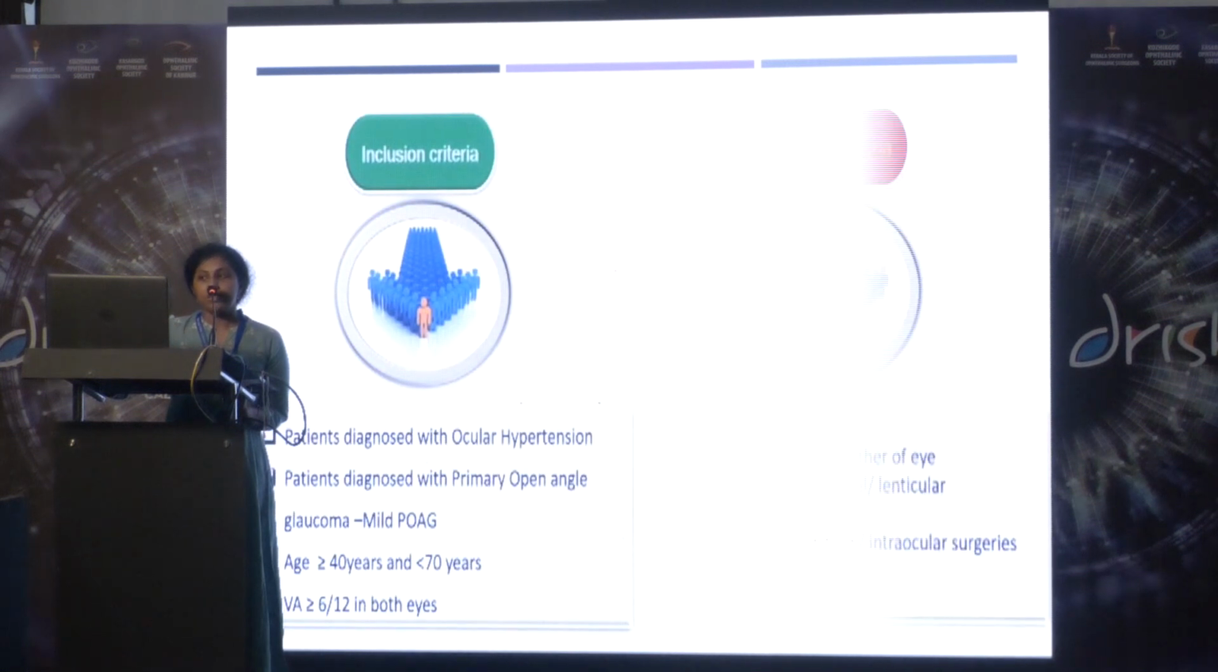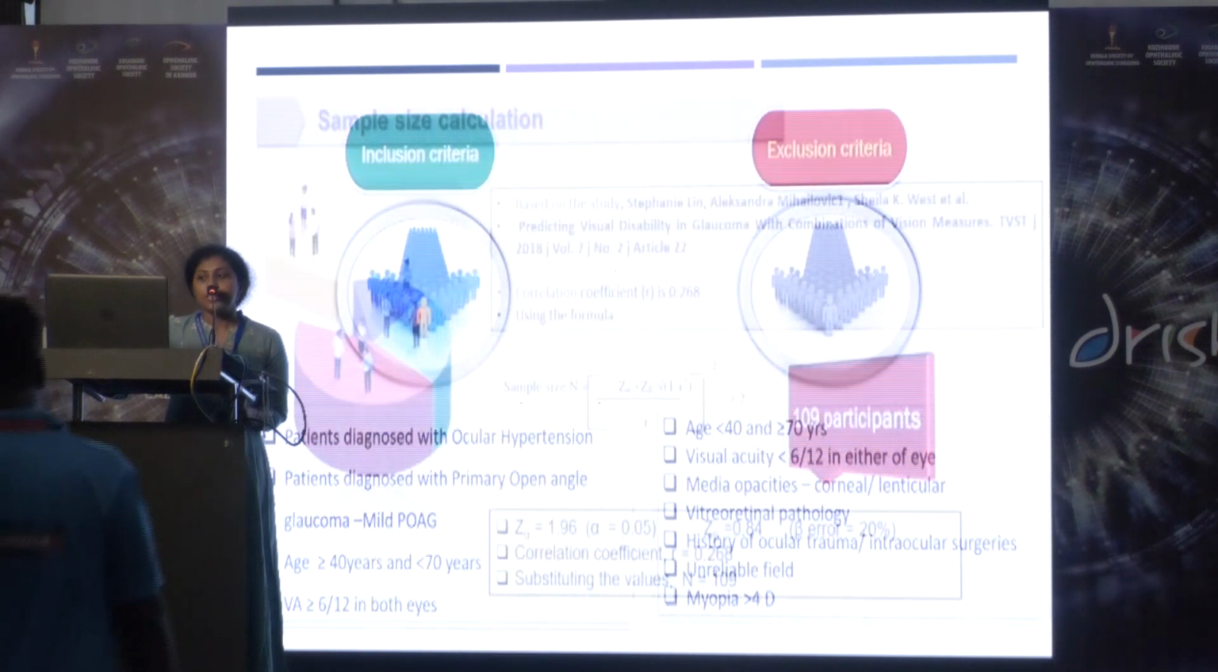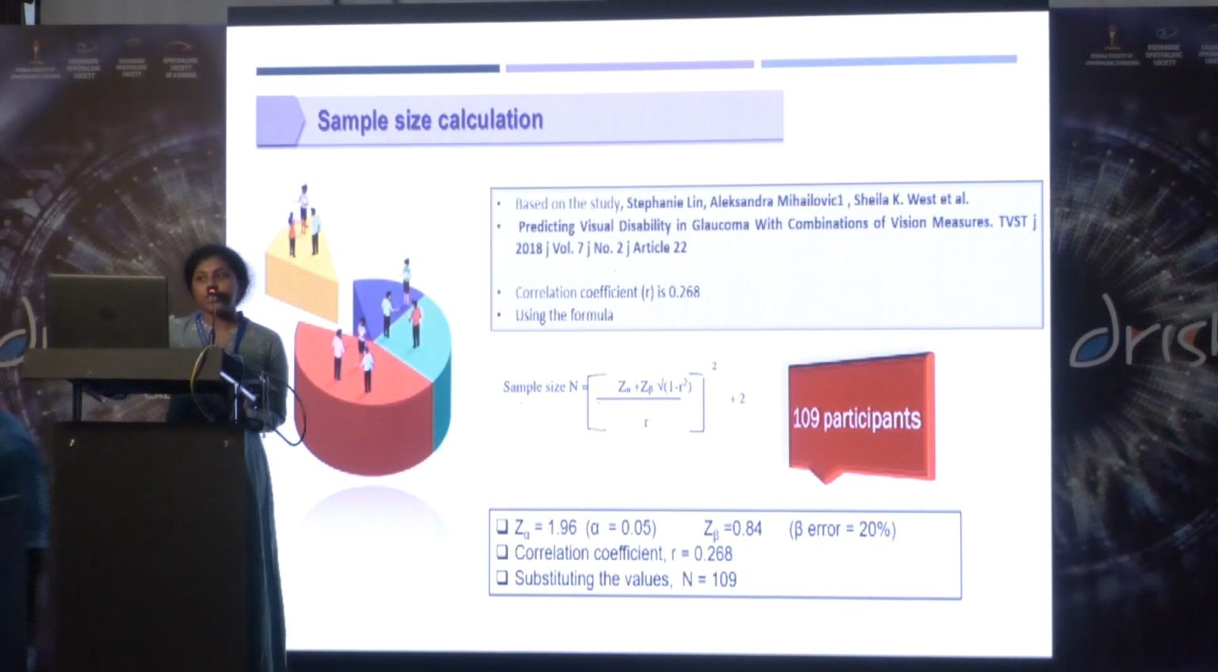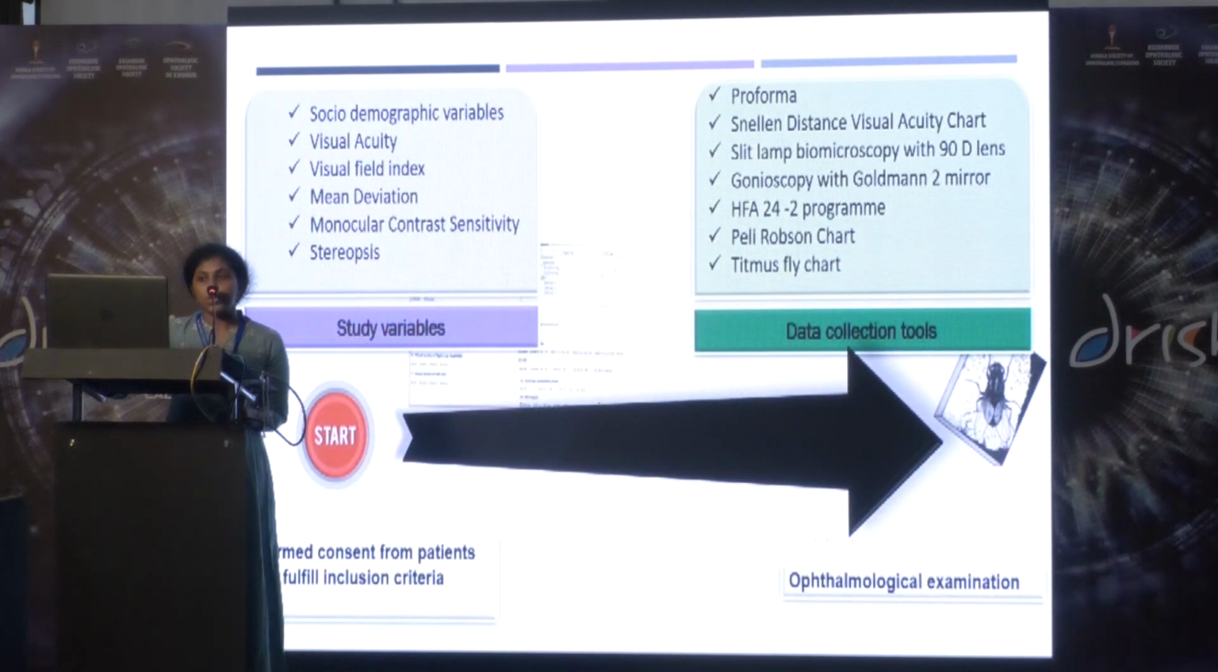These were my inclusion and exclusion criteria. The sample size was calculated based upon the study by Stephanie Lin et al., and it came to be 109. The study variables were socio-demographic variables, visual acuity, visual field index, mean deviation, monocular contrast sensitivity, and stereopsis.